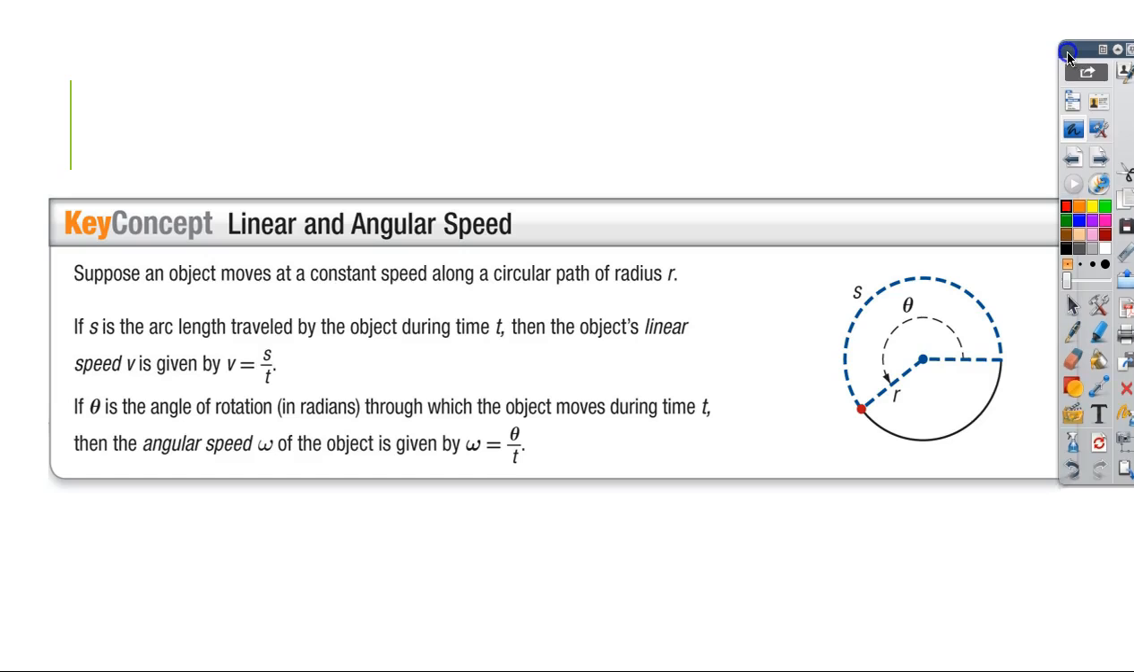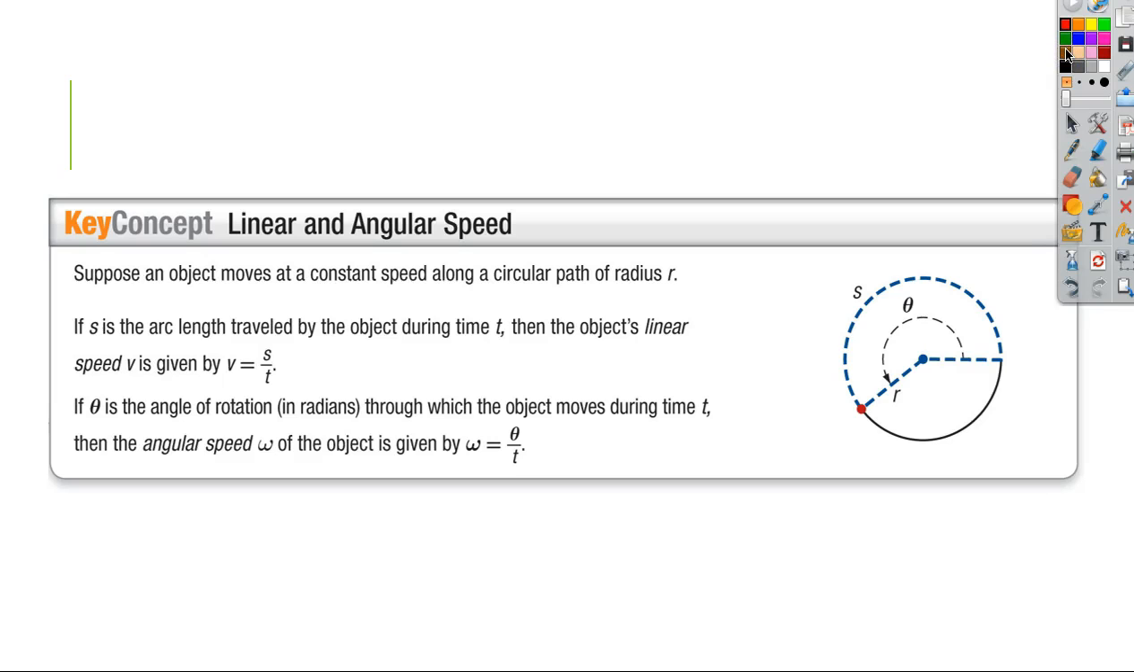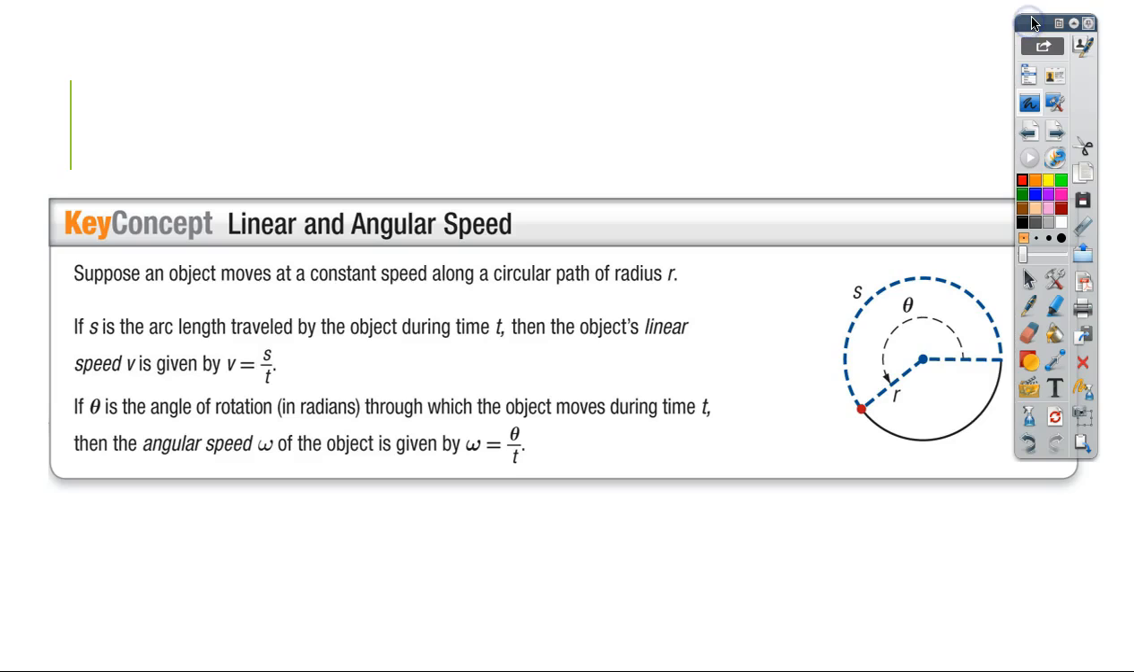So now we're going to get into the meat of the discussion. I didn't give you this one because I didn't want you to be confused by it. It's a key concept. We're going to talk about linear and angular speed. And I'm going to get more into each one individually. I didn't want to bring them both up at the same time. So here we go.